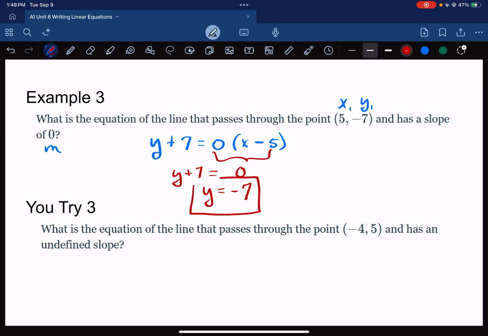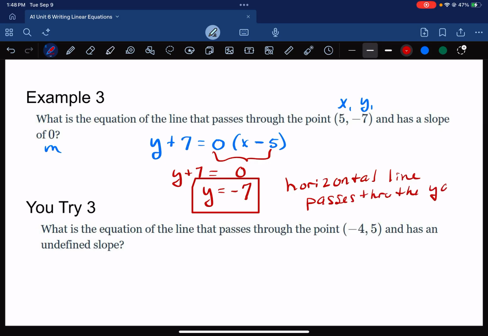So what kind of a line is that? We just got done studying it. If it's a y equals, it is a horizontal line. And it passes through the y-axis at negative 7. So that's unique.